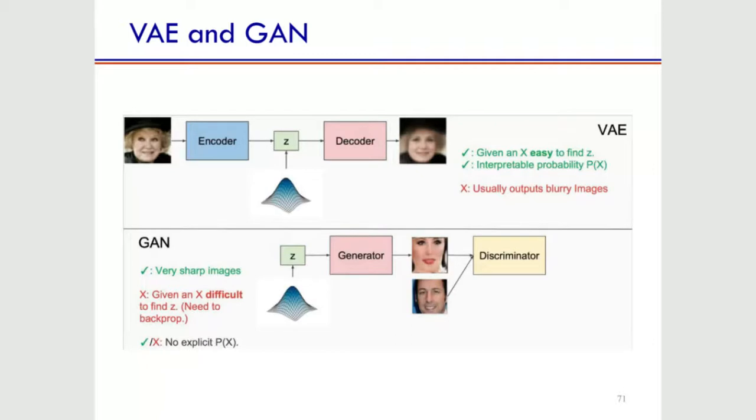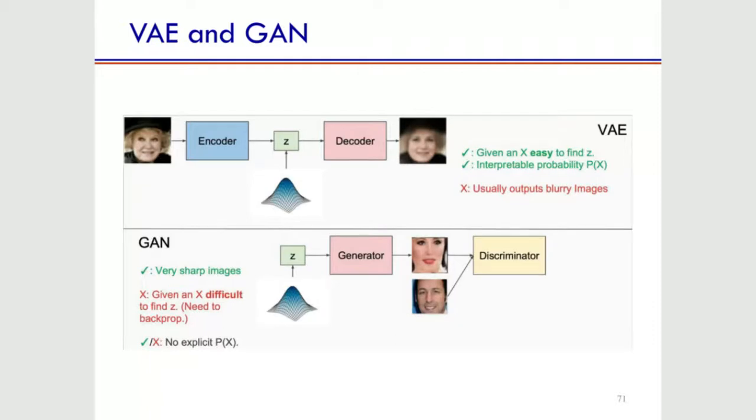And VAEs are also in the land of probabilistic distributions. Because there's a distribution of Z, there's a conditional distribution of X given Z, and there's a conditional distribution of Z given X on this side. So there's a joint distribution of Z and X which is being considered in VAEs.